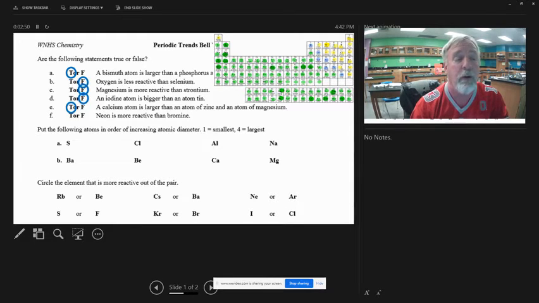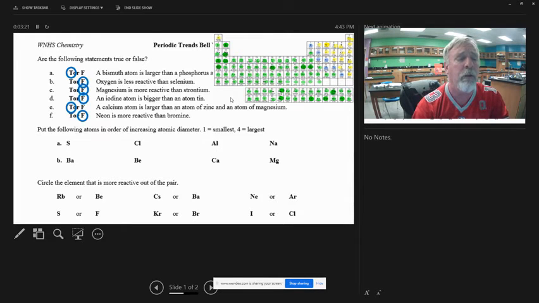Then we have question F here to finish out this section. Neon is more reactive than bromine. So let's go find neon. Here's neon over here. Where's bromine? Bromine is over here. Well, if you remember, group 8 here, these are inert. These don't react at all. And we know that group 7 here, these are the most reactive nonmetals. So that one's going to be false. Neon is not more reactive than bromine.